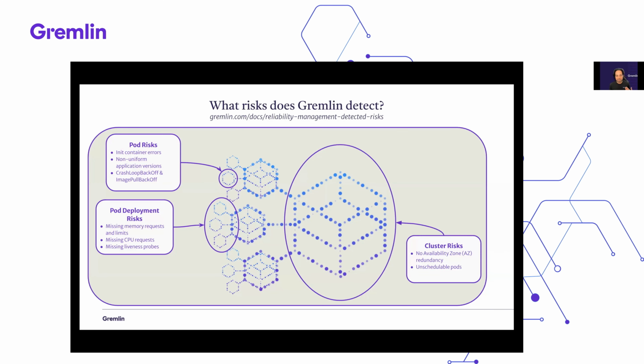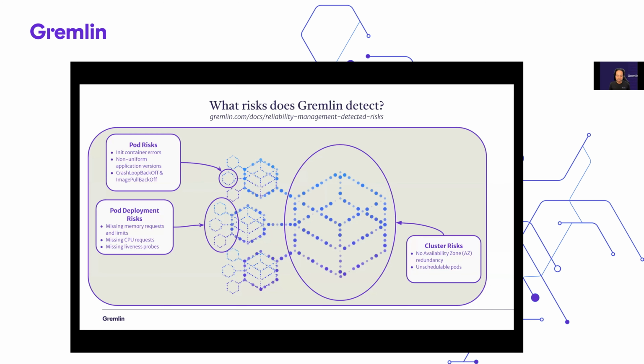So now we get to the top level, which are cluster level risks. And while there are just two of these, we still try to aim for the most relevant, the most common, and the most important ones, starting with no availability zone redundancy. So this just checks to make sure that your cluster has nodes in at least two different availability zones. So for example, if you're on AWS, you might have a node in US East 1A, US East 1B, or US East 1C. Sorry, those are zones, not regions.